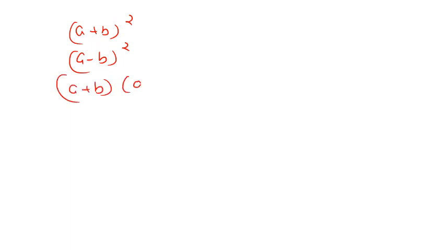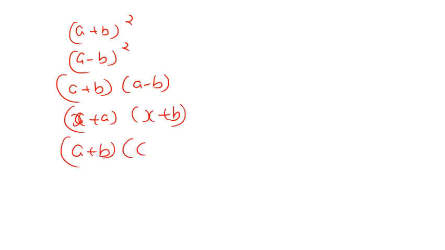So what are the identities we have studied so far? a plus b the whole squared. Now a minus b the whole squared. Now a plus b into a minus b. Now x plus a into x plus b. Another is a plus b into c plus d. These are the identities we have studied.